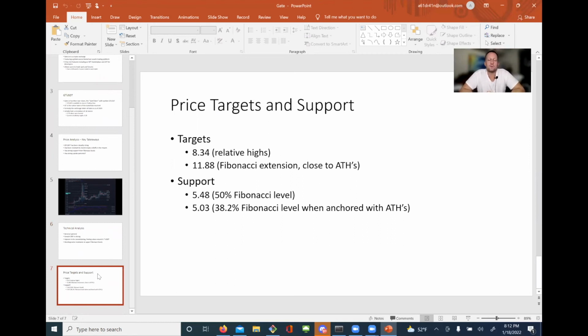My targets for it are 8.34 to begin with. Those are relative highs, with 11.88. That is essentially a Fibonacci extension level, which is very close to those all-time highs from which I anchored the leftmost retracement levels.